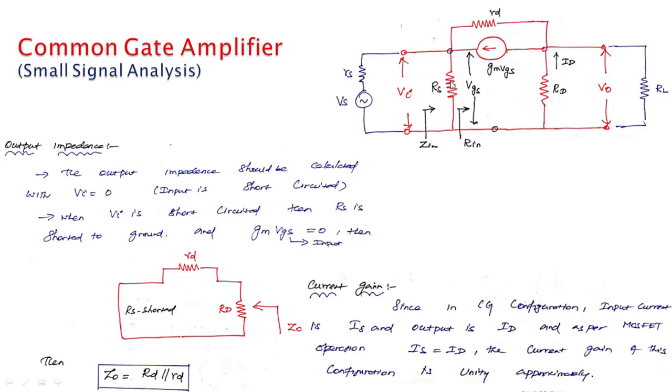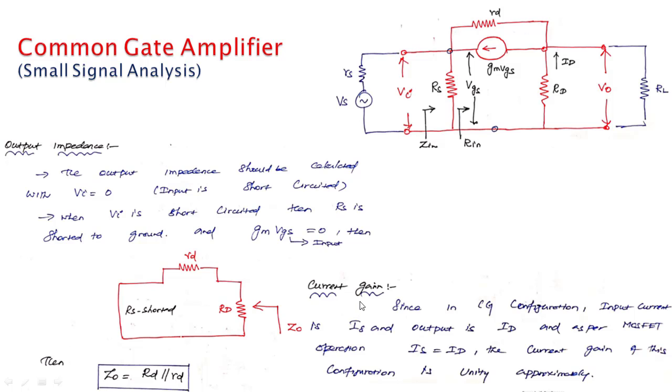So here the RS is short circuited, and here small rd will be there, and here also capital RD will be there. Referring to the output side, the parallel combination of RD and small rd will be the output impedance. So the output impedance will be the parallel combination of small rd and capital RD. Many times small rd is also neglected, so the output impedance will be the capital RD, the external resistance RD. So the output impedance of the common gate amplifier is small rd in parallel with capital RD.